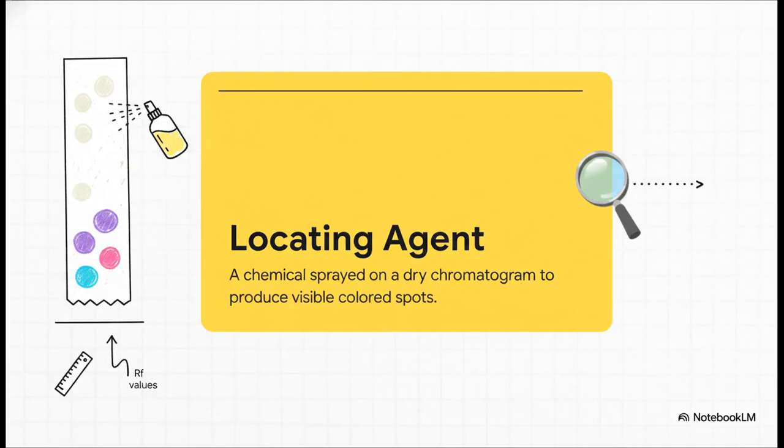But wait a second. What if your mixture separates into completely invisible, colorless spots? Amino acids, for example, don't actually have a color. So how do you see them? Well, you have to use a specialized locating agent. You basically just spray a chemical like ninhydrin right onto the dry chromatogram. It then chemically reacts with those invisible spots to produce highly visible, brightly colored spots. And just like that, you can finally measure your RF values.